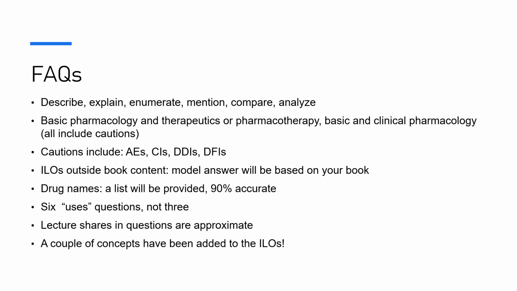Enumeration and mention keywords point to a more superficial level of knowledge, where you just need to know the headlines. Enumerating side effects or adverse effects means you're going to mention them, not in details.